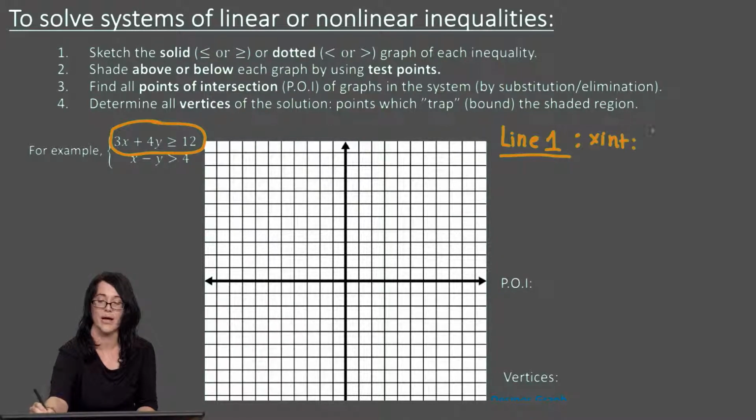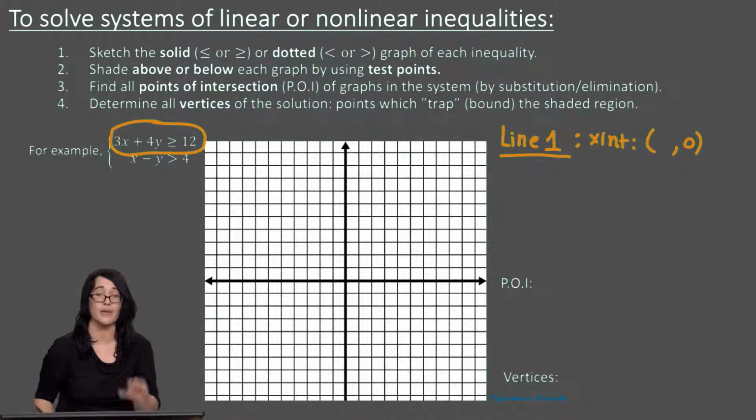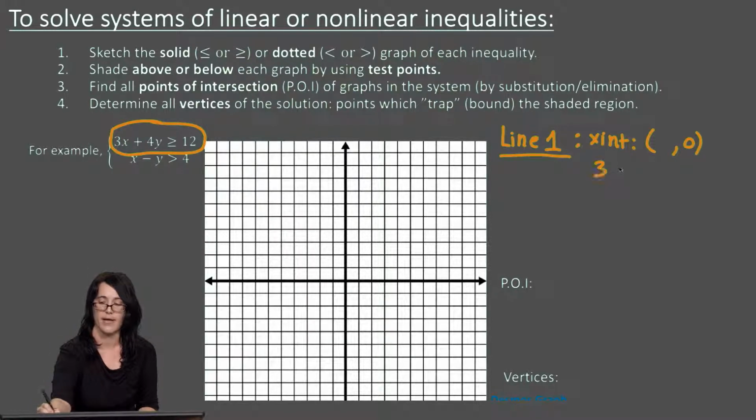For example, to get the x-intercept, remember how to do that? That's right, we let y equal 0. If you let y equal 0 here, you can cover up the y term and you would have 3x is equal to 12, so x must be 4. If 3x is 12, x is 4. So let's go to our graph and plot that point: 4, 0, 1, 2, 3, 4. There we go.